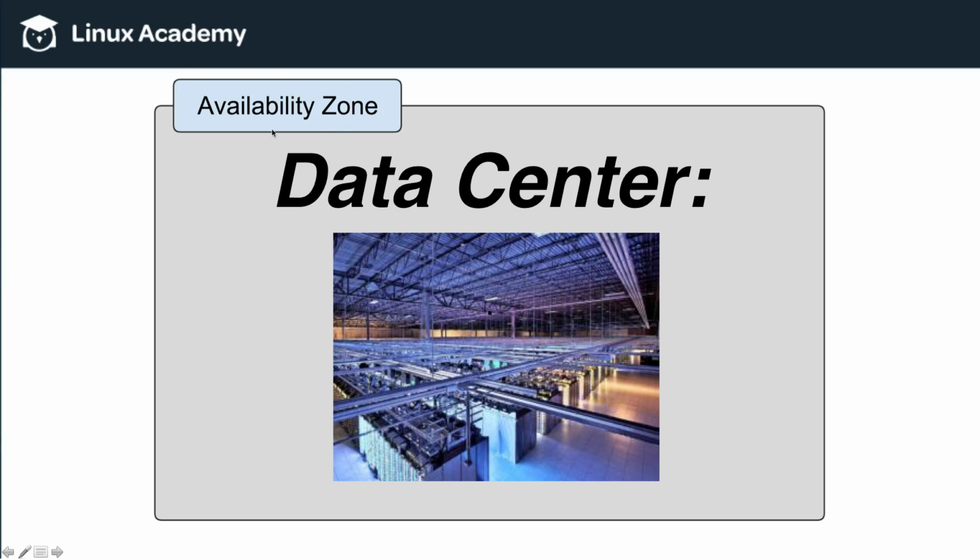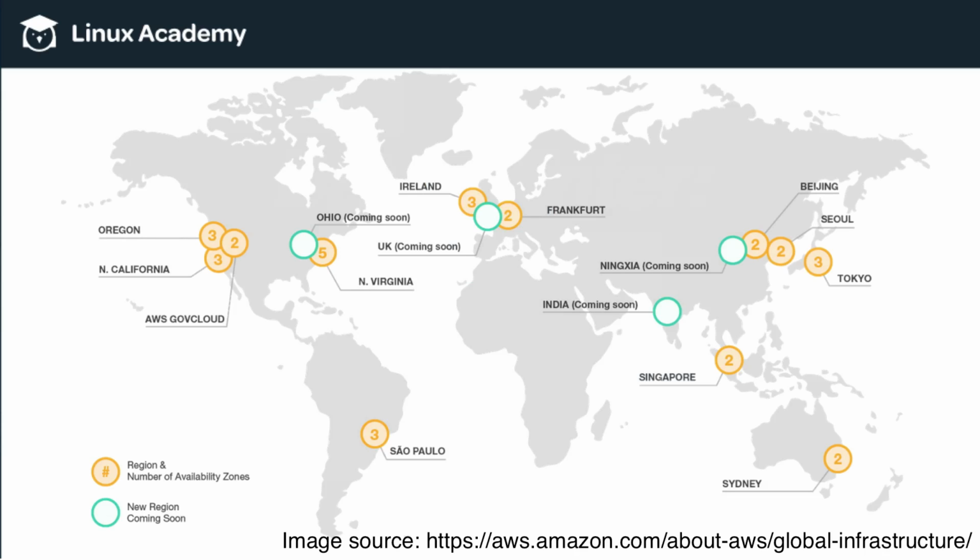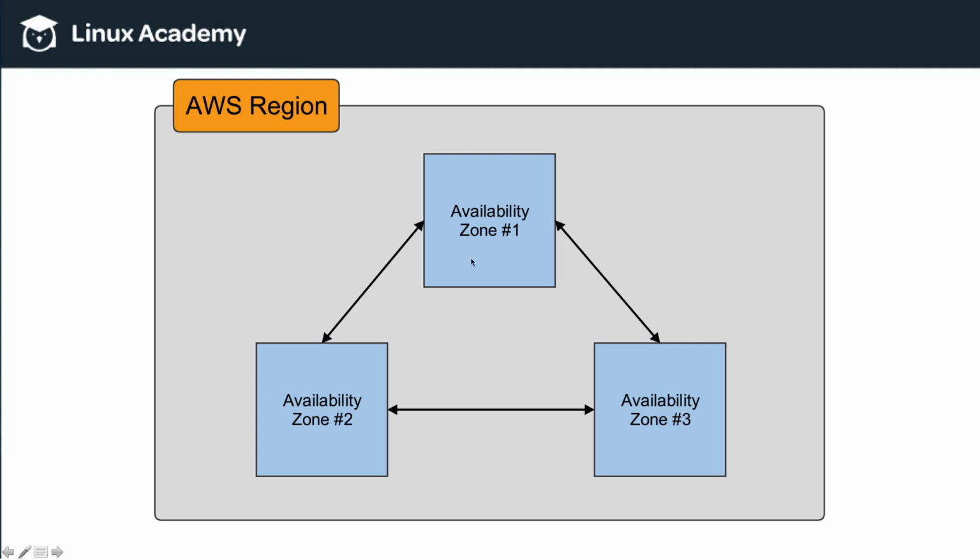So now we've zoomed into an availability zone, and there we see the physical hardware, the physical data center where all of the AWS resources and any data or information that you put on AWS is located. So now let me zoom back out again and we'll go through this again. Here are all the regions across the globe that AWS has set up. Each region has a set of availability zones.